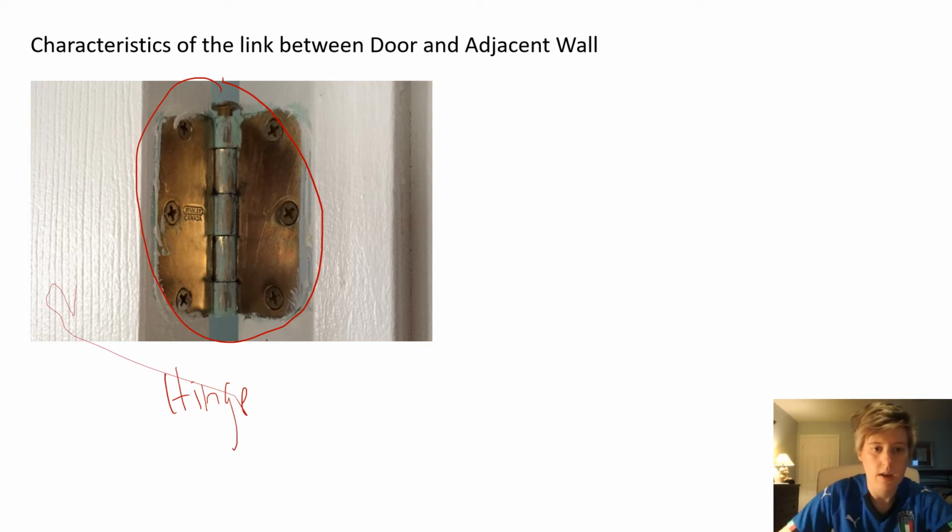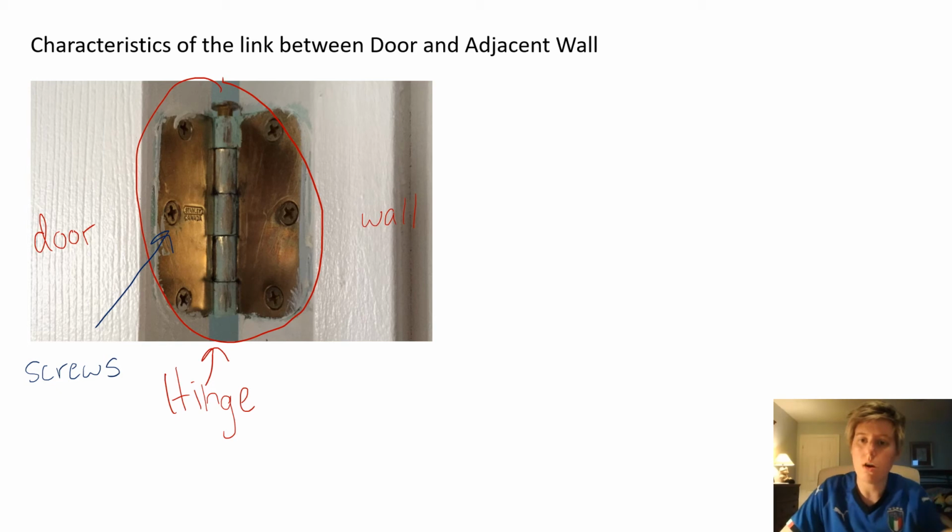Let's just erase this part. Hinge, H-I-N-G-E. We have our door here. We have our wall here. Now, the first thing I can notice in how my door and my wall are connected to each other is that I have that hinge, and the hinge itself is connected into the wood by screws. This is actually extremely important because screws are one of those linking components that can be removable.